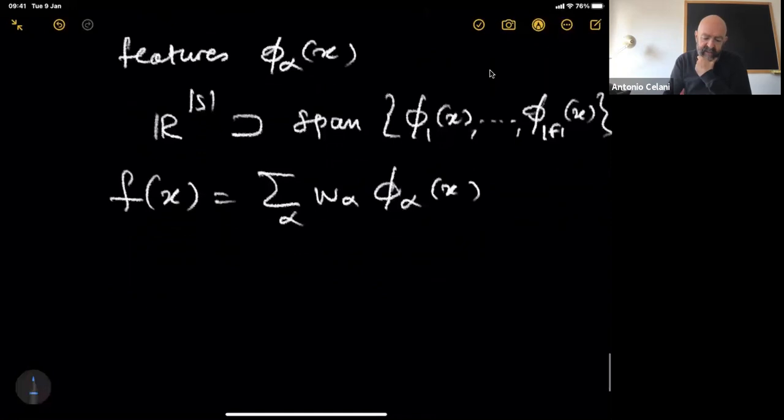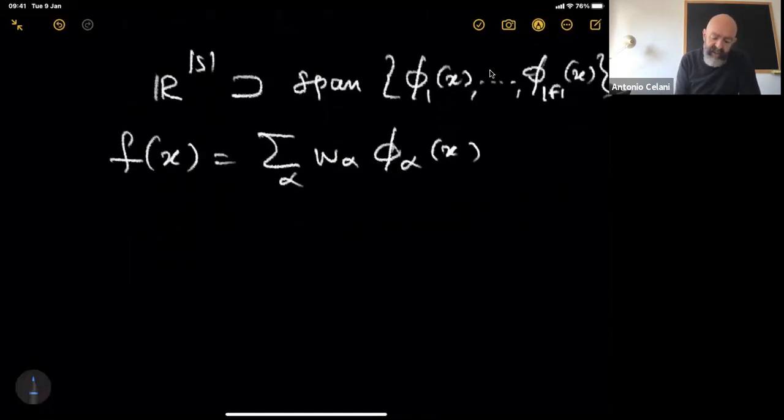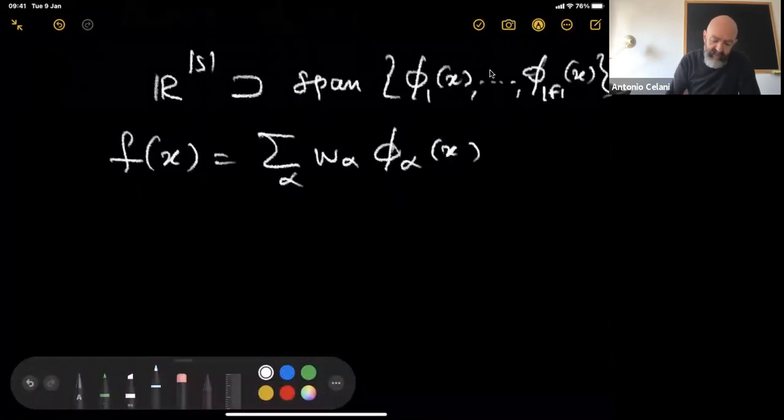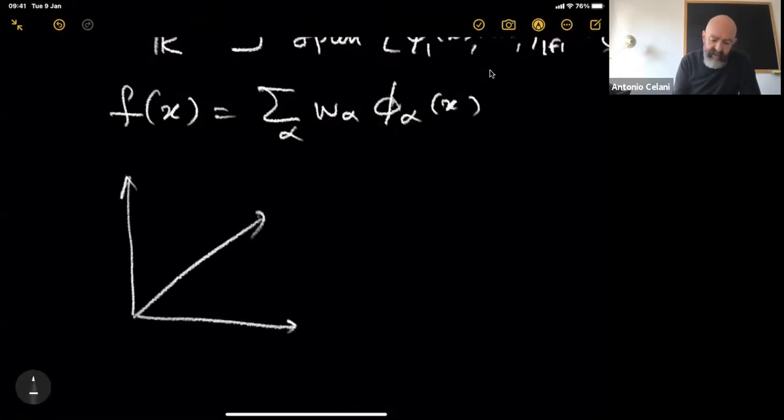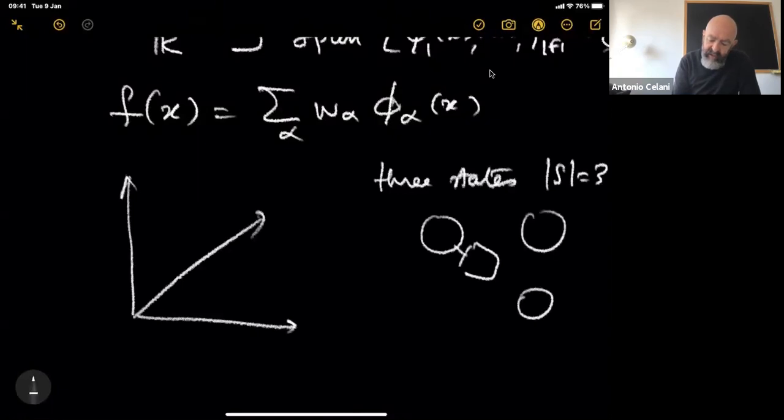So in our specific case, what we want to do is specifically use this linear approximation for value functions. Okay. So what's the idea? The idea is the following. Our value functions live in a high dimensional space. So for instance, in this case, suppose that you have three states, so cardinality is three. You have a system with three states, a Markov decision process, and you have two actions here, which can send you here and here.